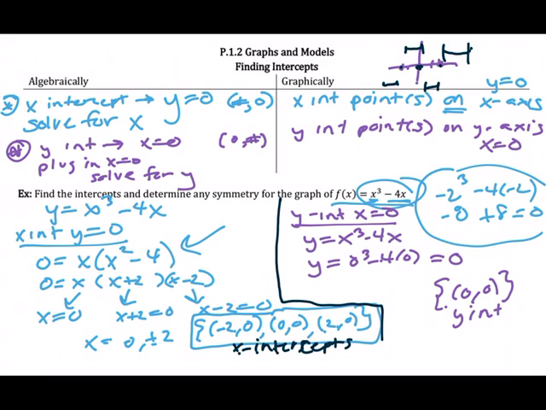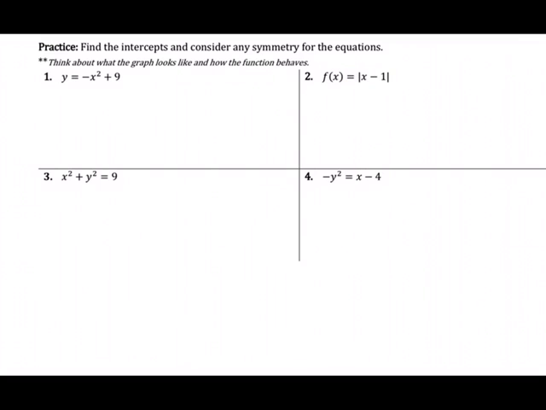Let's spend some more time finding the intercepts now that we've spent a good amount of time talking about how they're helpful and how to find them. Let's go through some practice problems. Find the intercepts and consider any symmetry for the equation. Actually, even before you find the intercepts, I want you to think about what type of functions we're talking about and any other information that you can get. Let me show you what I mean here.